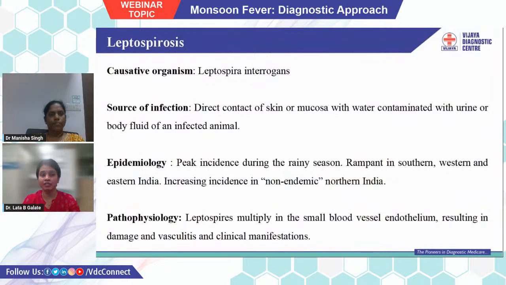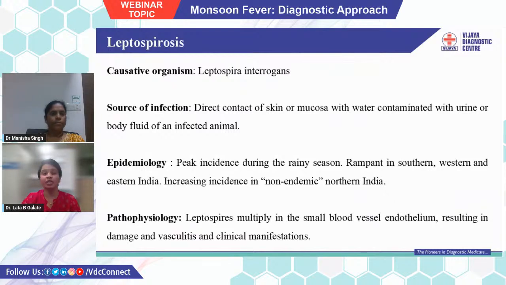Coming to the next prevalent monsoon fever, that is leptospirosis, which is predominantly caused by Leptospira interrogans and spread by direct skin and mucosal contact with water contaminated by the excreta of infected animals like rats and dogs. This is mostly in India, spread across eastern India, western India, and the southern part of India. Increasing incidence in non-endemic areas, that is northern India, is also being reported nowadays. Mainly, this organism involves the small blood vessel endothelium, resulting in damage and fibrosis.